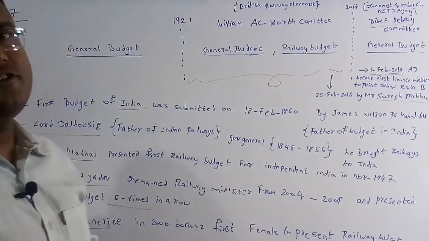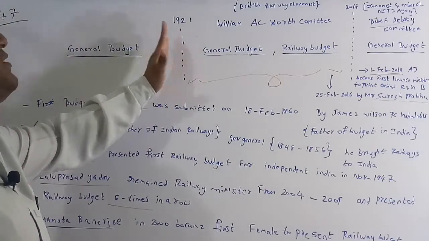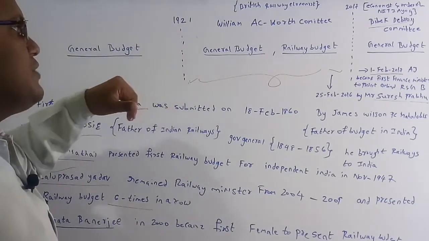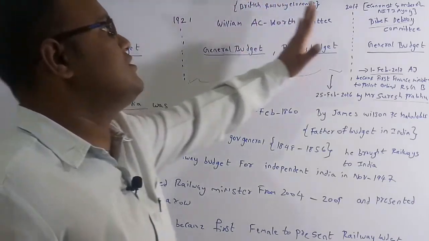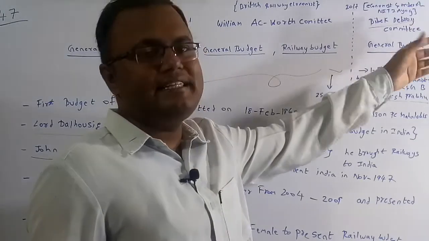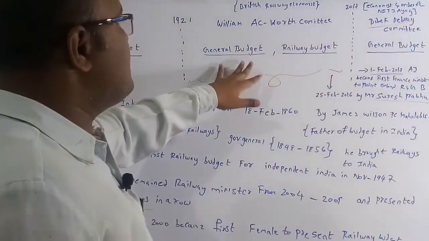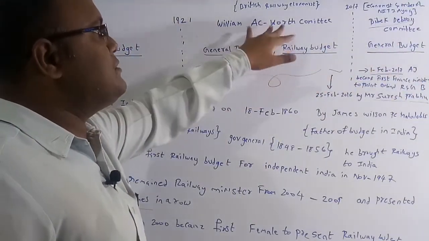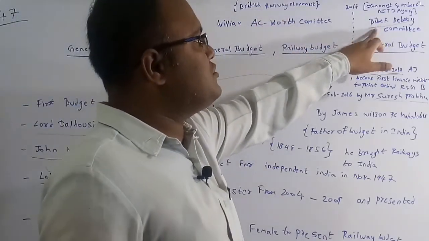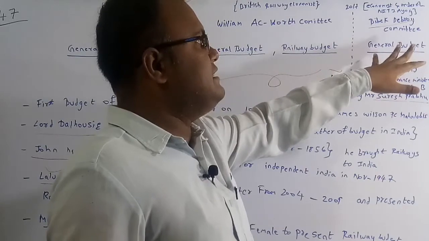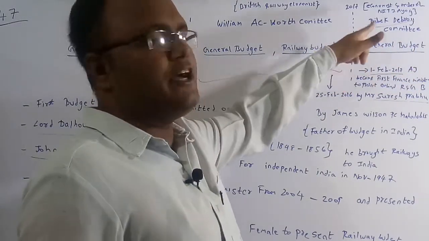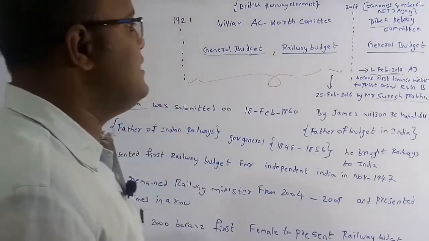So finally, what I am trying to say is that before 1921, the general budget and the railway budget were the same. They were merged together. From 1921 to 2017, these two were separated, and after 2017, again they are merged. This was separated based on the William Acworth Committee. He was a British railway economist. And based on the recommendations of the Bibek Debroy Committee, the railway budget was merged with the general budget. He was basically an economist and also a member of the Niti Aayog.